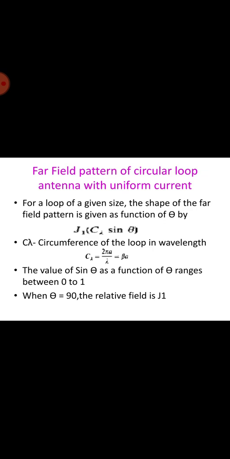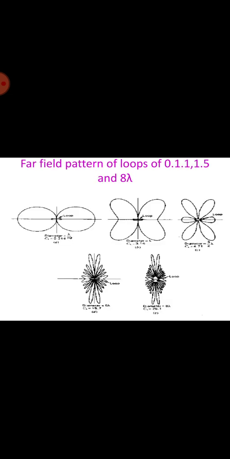Let us find the pattern for a loop of 1 lambda in diameter. This diagram shows you the different radiation patterns for different sizes, and it is possible to obtain the pattern by graphical construction. This is illustrated in this figure. We have just considered the auxiliary circle quadrant of this figure, and the angle theta is laid off around the arc of the circle.